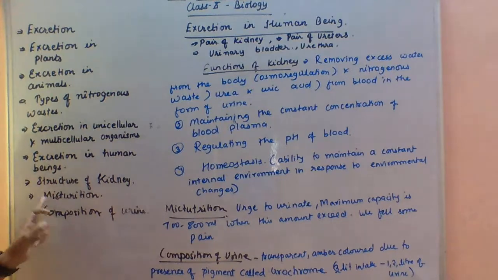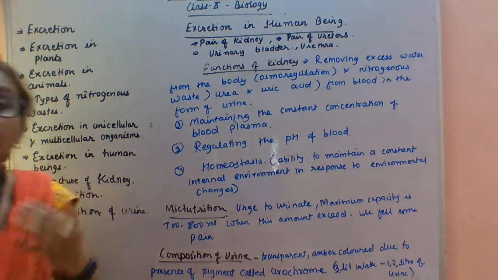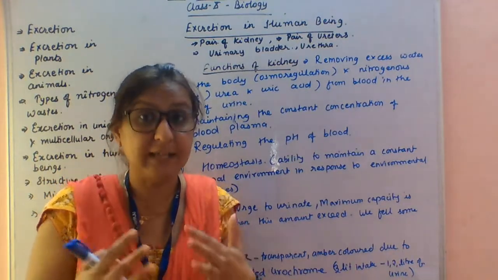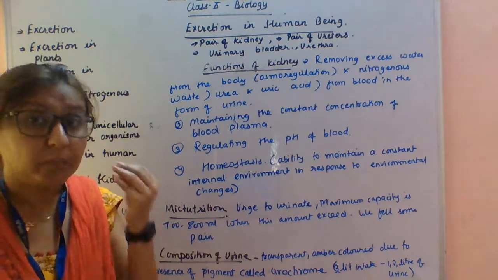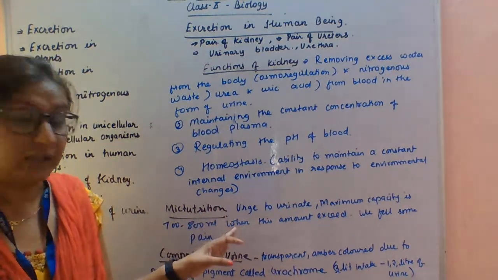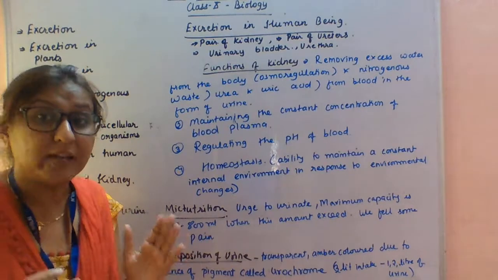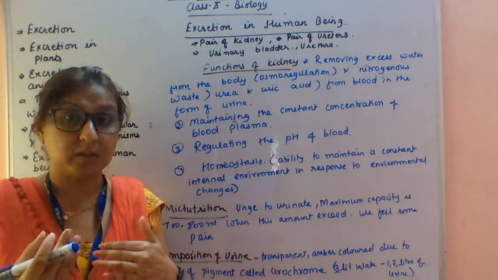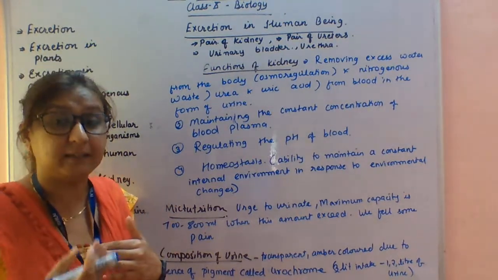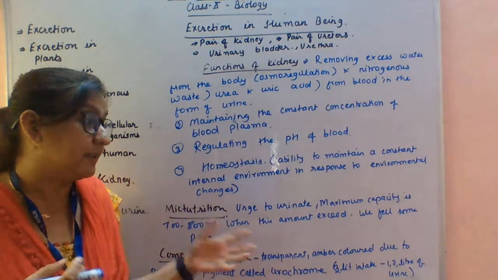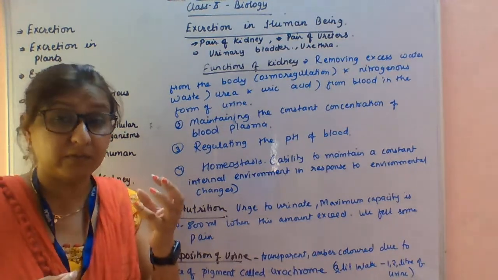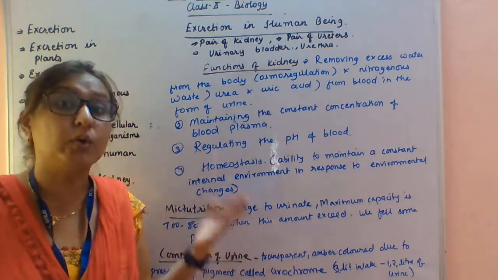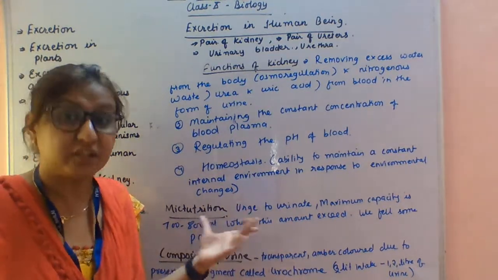Next topic is micturition. Micturition means the urge to urinate. I told you, when the urinary bladder is half filled, you have the urge to urinate. So that is called micturition. The maximum capacity of your urinary bladder is about 700 to 800 ml. When it exceeds this value, we feel some pain. So this urge to urinate is called micturition.